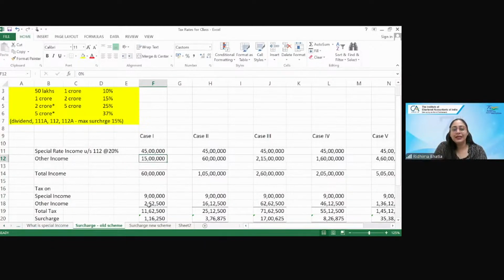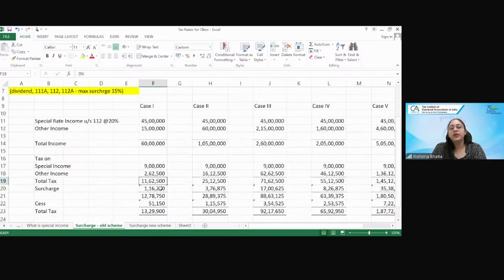And on normal income, I calculated tax as per the old scheme. On 15 lakhs, at slab rates, it comes to 1,12,500 plus on the remaining 5 lakh at 30%, so it will come to 2,62,500. Now on this, I calculated this is my total tax. Since the income is 60 lakhs, surcharge rate is 10%. On total tax of 11 lakh 62,500, surcharge at 10% is 1 lakh 16,250. Simple. On that, I will now apply cess. Cess would now be on tax plus surcharge, both combined, which is 12 lakh 78,750.